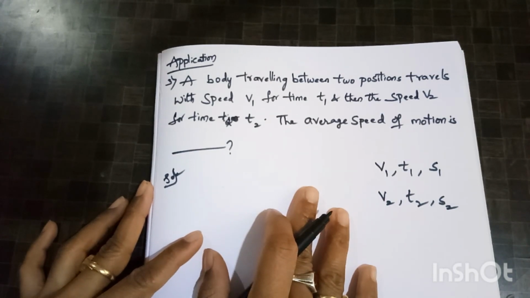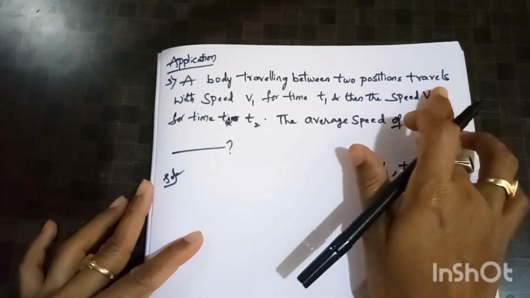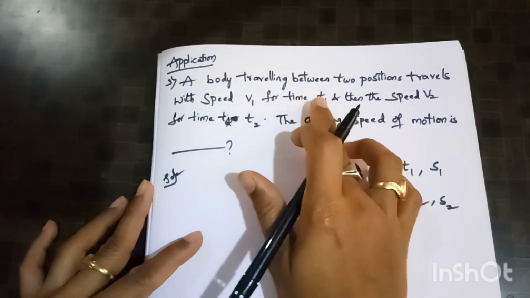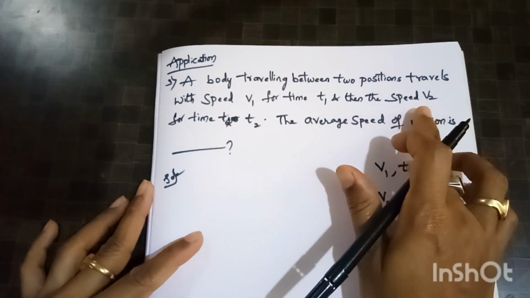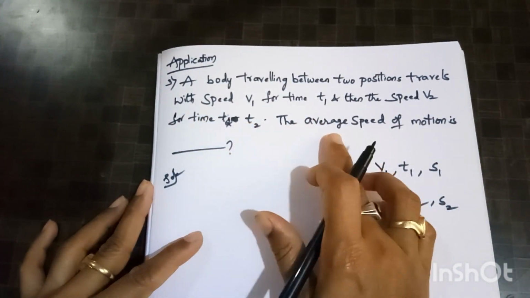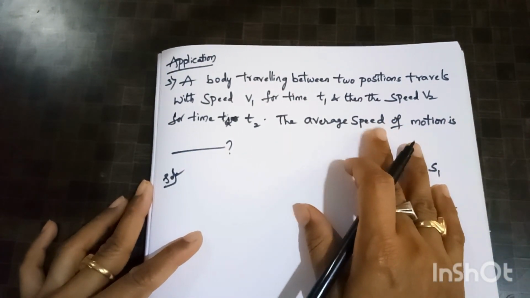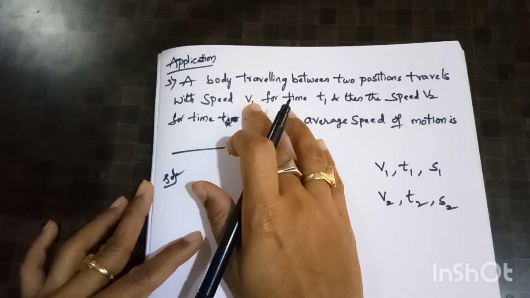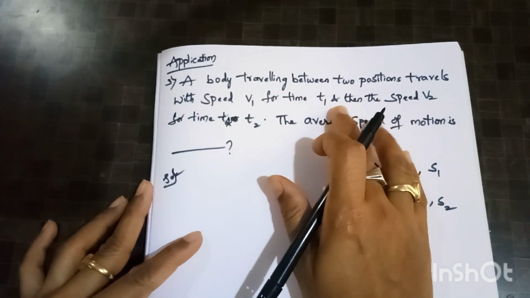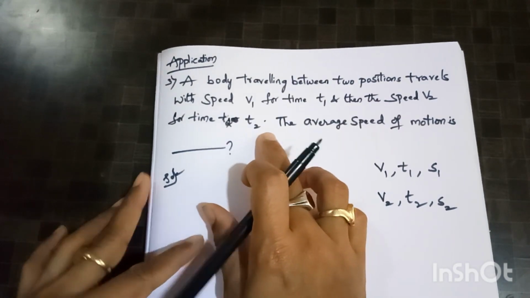We are going to discuss one more application based on average speed, that is a body traveling between two positions. It travels with speed v1 for time t1 and then speed v2 for time t2. The average speed of motion is. He said to calculate average speed of motion by giving speed with time, two speeds with two times, that is v1 t1 and v2 t2.